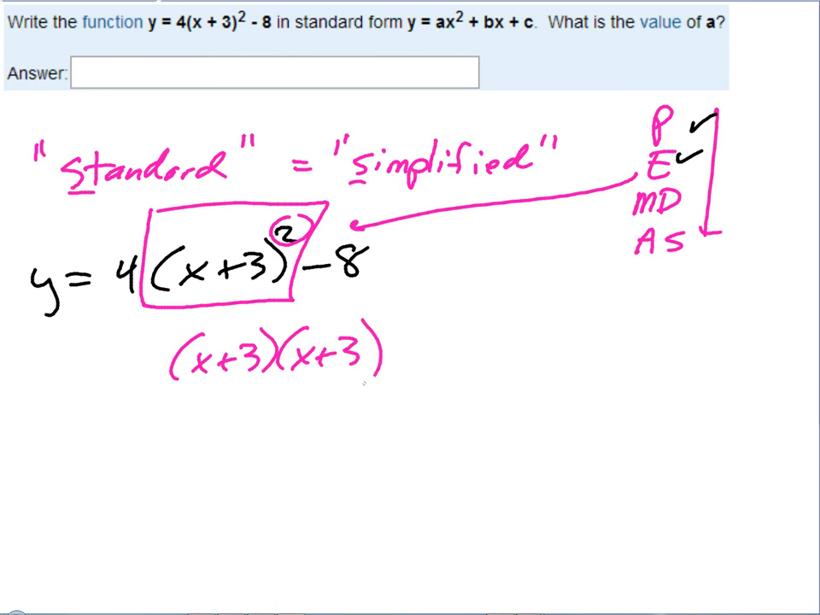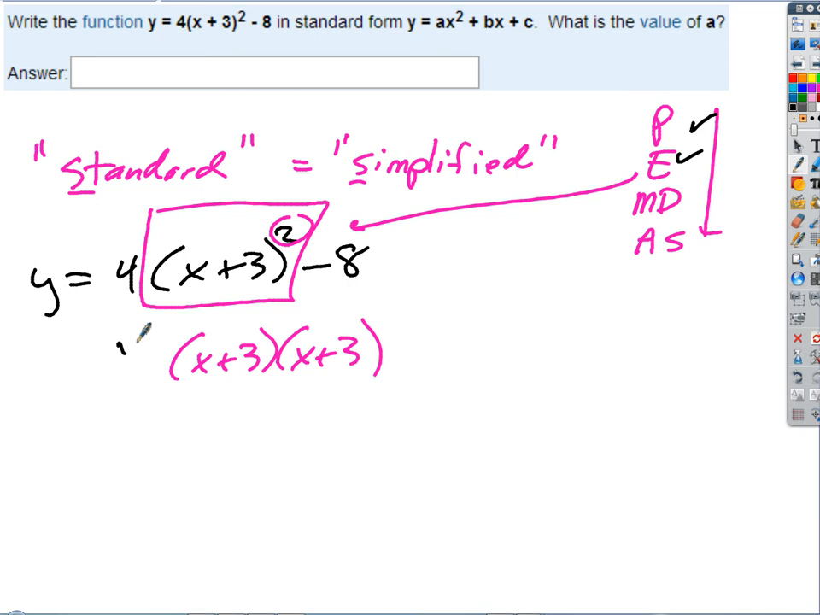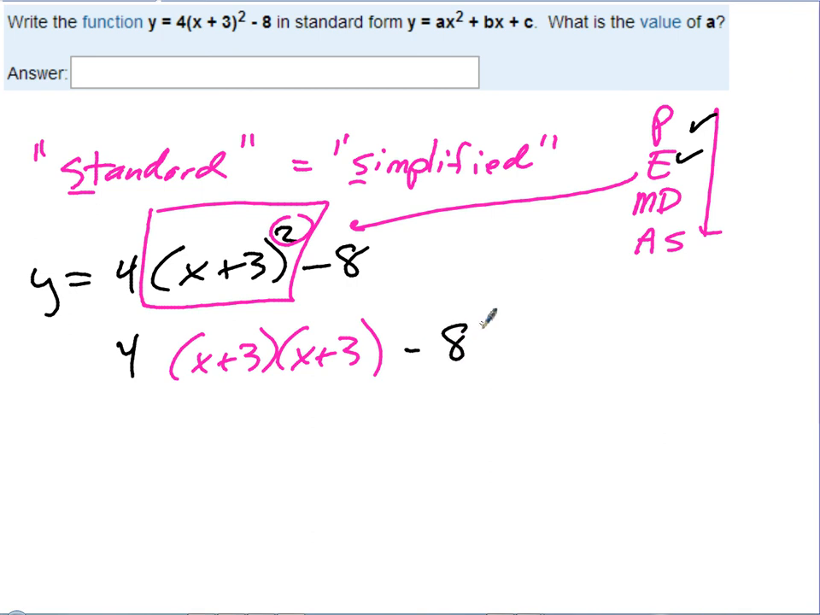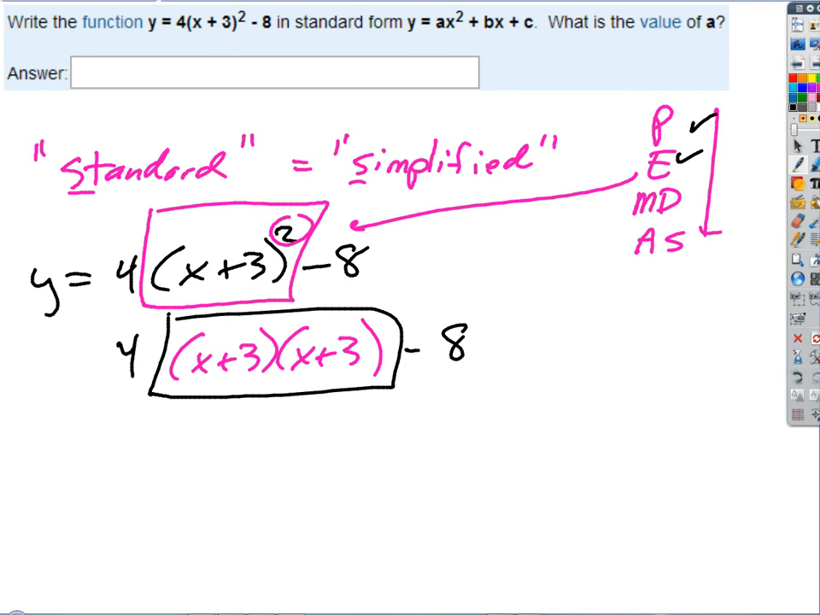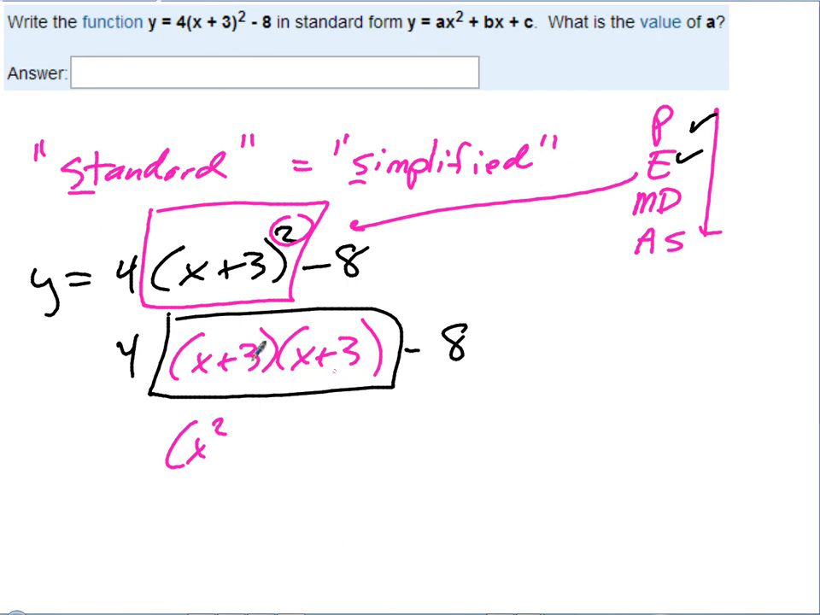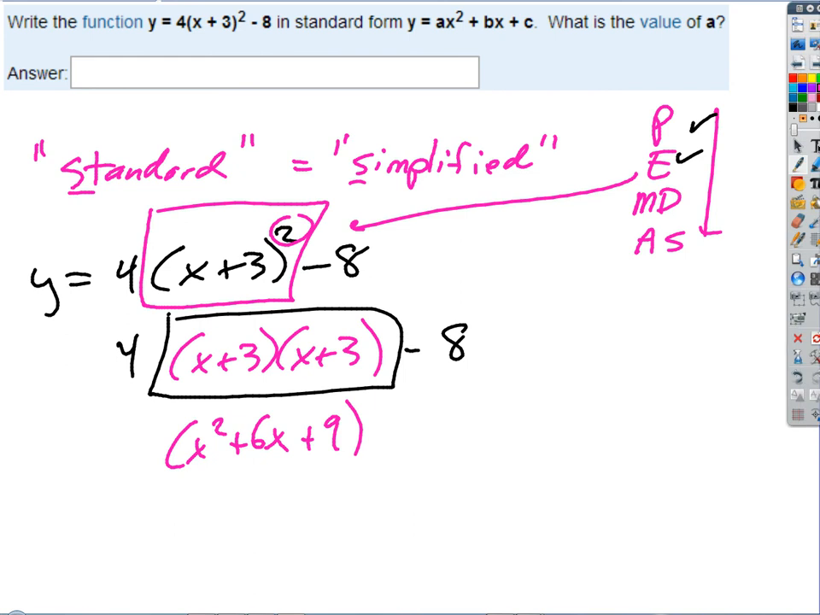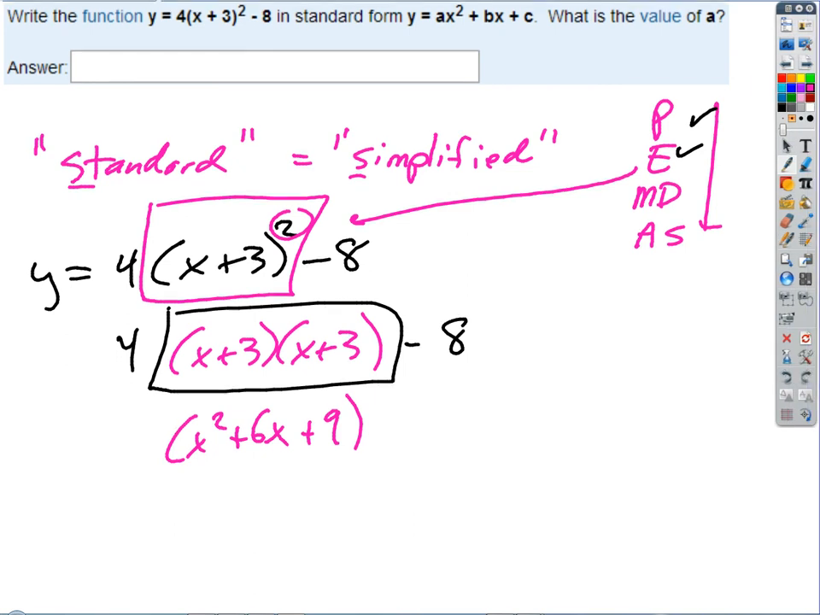Now I've still got the other stuff there. When I'm all done, I've got to multiply the 4 through and subtract the 8, but we're focused on this stuff. So if I FOIL that out, what am I going to get? Well, x squared plus 3x plus 3x is plus 6x if I combine the O and the I. And then 3 times 3 is plus 9.